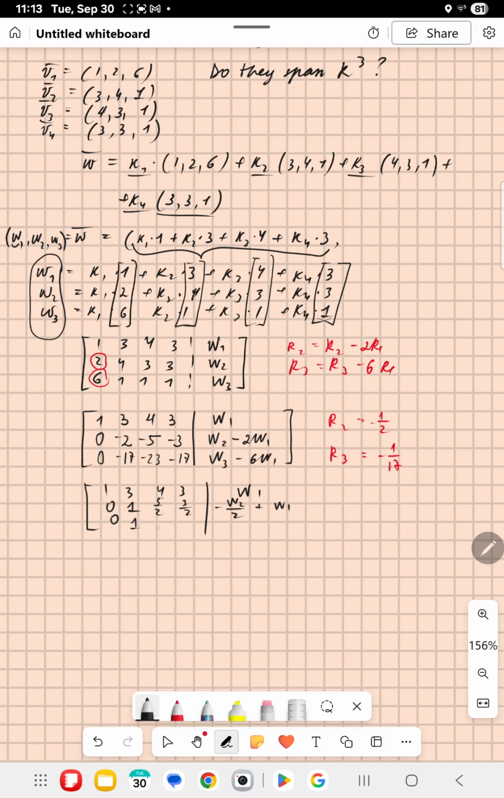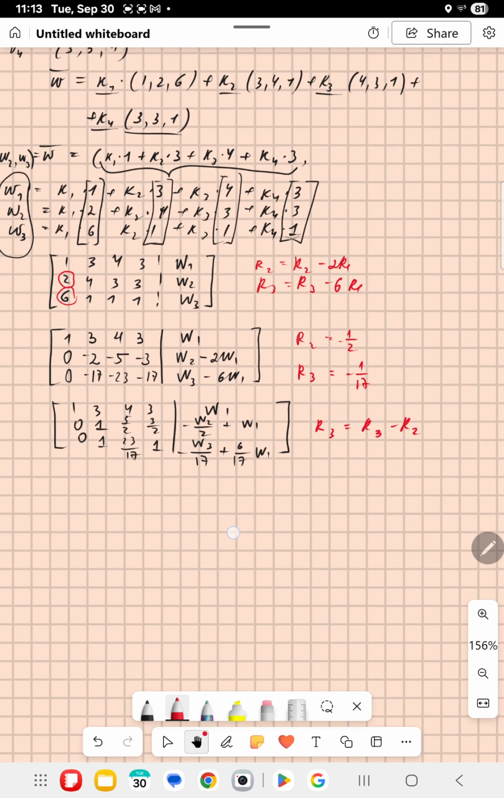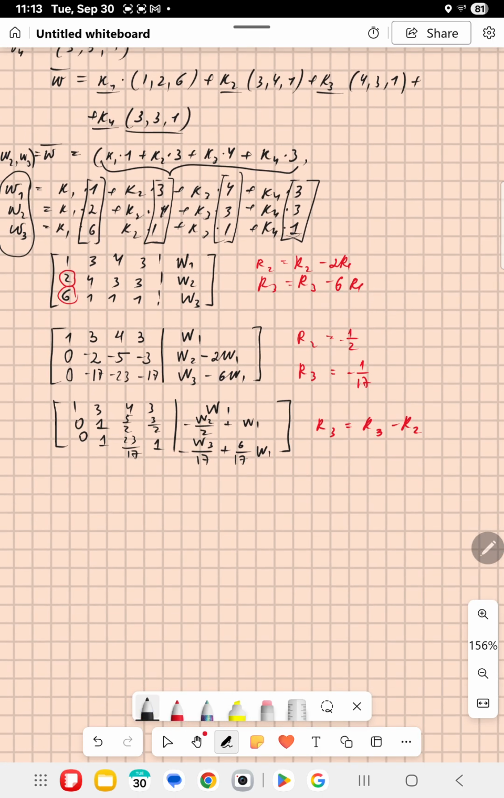0, 1, 23/17, 1, W3/17 minus, plus 6/17 W1. Well, why? Because it's going to be easier for me to do the next step. The next step is going to be row number 3 equals row number 3 minus row number 2, right, to eliminate this. I'm almost done. Again, let me repeat, we don't actually need to find a solution. We need to show whether it has a solution or not.